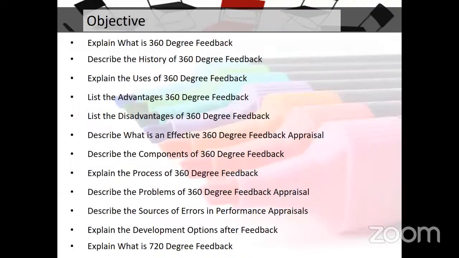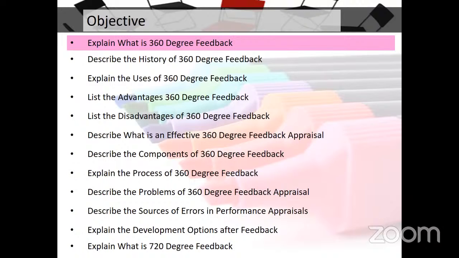So in terms of the objectives that we have, we now want to get specifically to what our training for today is. That is the 360-degree feedback. And why I had to have that introduction on performance management is for us to clearly understand where we are coming from.